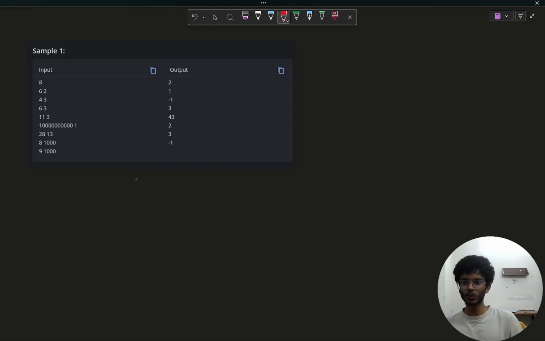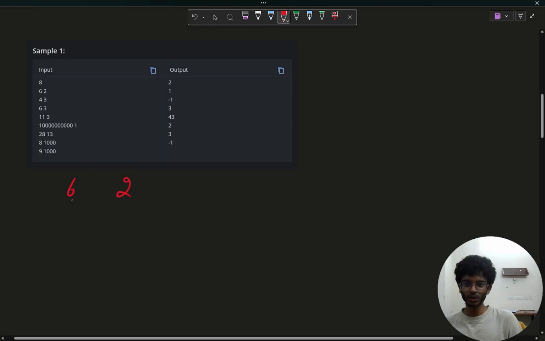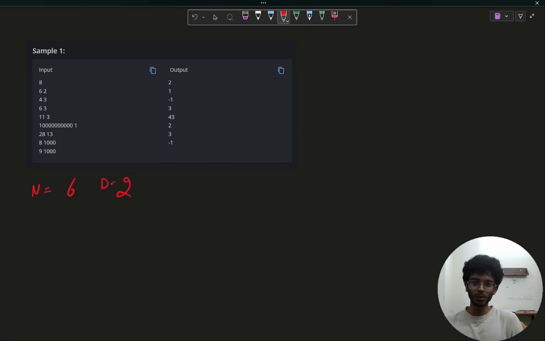In the first input, we're given 6 and 2. So we need to make n equal to 6 with d equal to 2. We begin with x equal to 1. Now the most optimal way is to add this number d to our x, so our x will become 3. Now we'll multiply x by 2, so our x will become 6. And it took us two operations, so we'll be printing 2 in our answer.